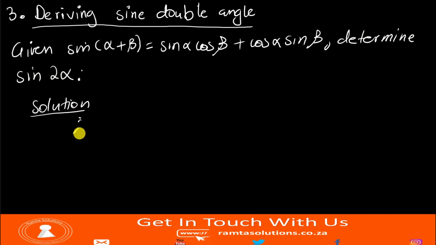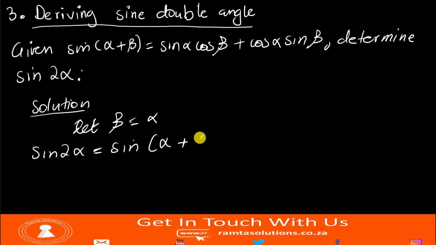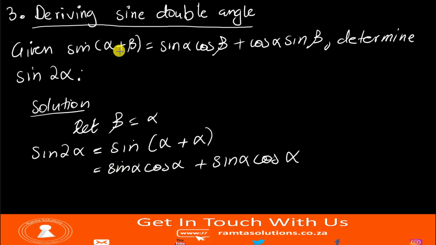Okay? Now, our solution, we will say, let beta equals alpha. So I repeat, sine 2 alpha will be equal to sine alpha, where there's beta, I put alpha. All right? So what is this? That compound angle, do you recall it? It was sine alpha cos alpha plus, again, sine alpha cos alpha, right? Remember, where there's beta, you put alpha. So this is sine alpha plus beta. But now because we have sine alpha plus alpha, we can do this. What do you see? You see we have like terms, 2 sine alpha cos alpha.